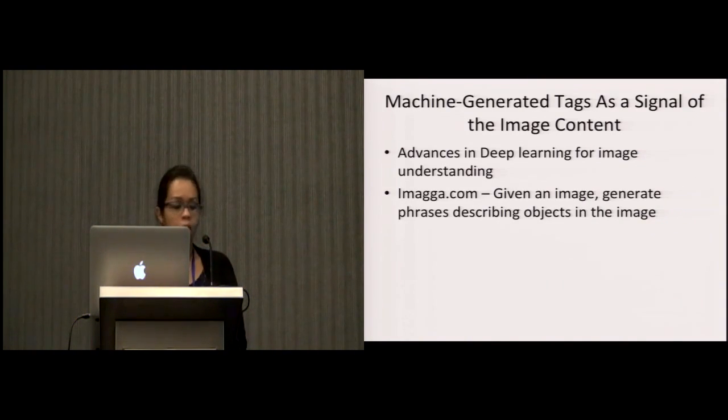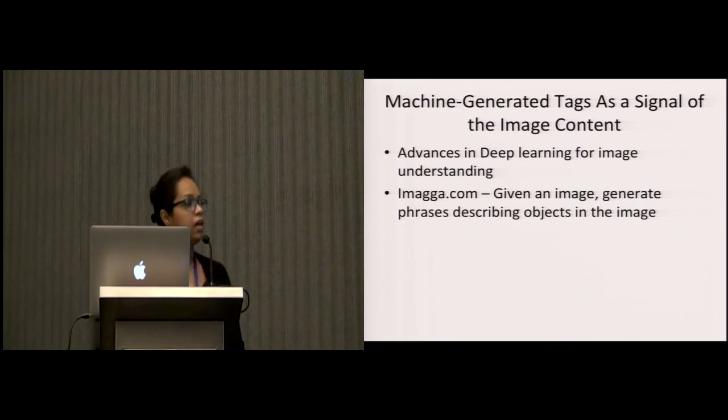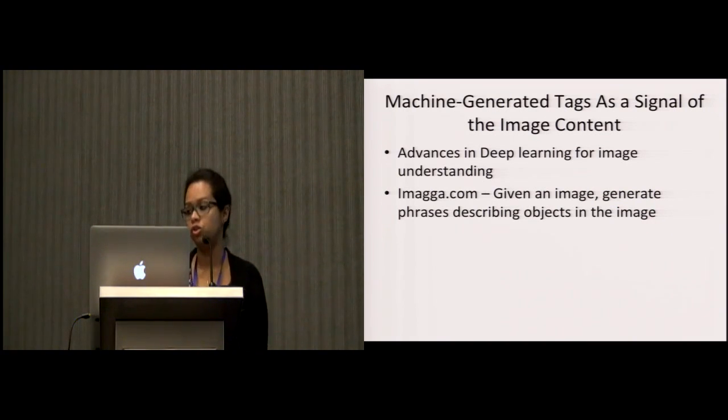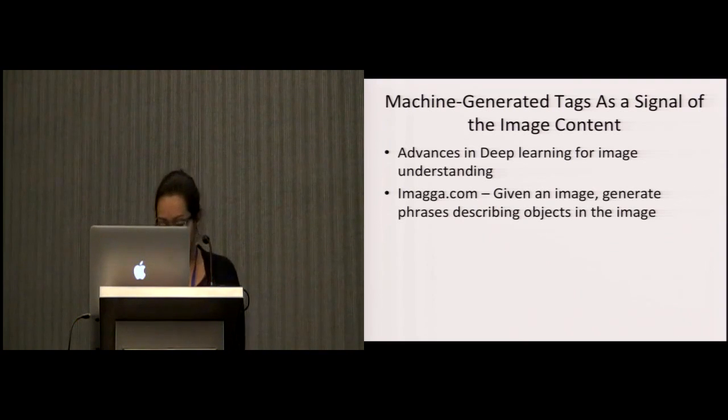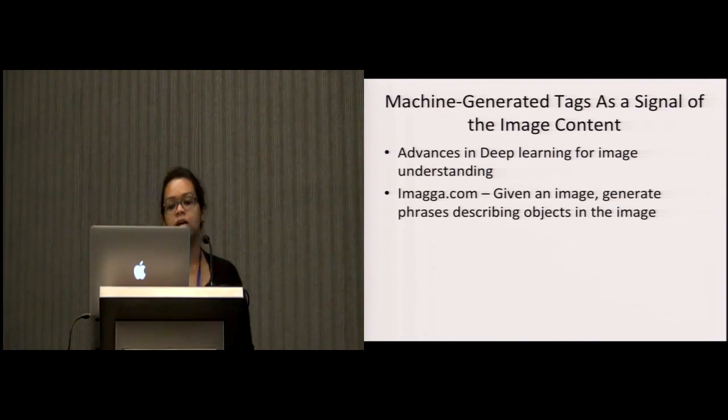To tackle that, what the authors of this paper did is very cleverly leverage what are known as machine-generated tags. So there are platforms like Imagga.com, which, if you upload an image, would generate a set of machine-generated tags, which are automatically identified based on an underlying deep supervised learning framework, which is a recent advance in the field of computer vision.